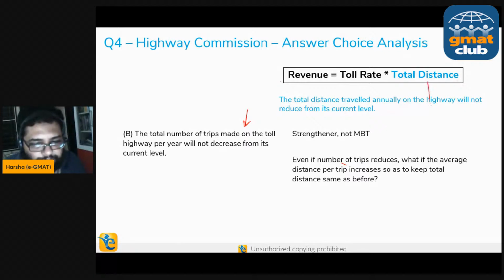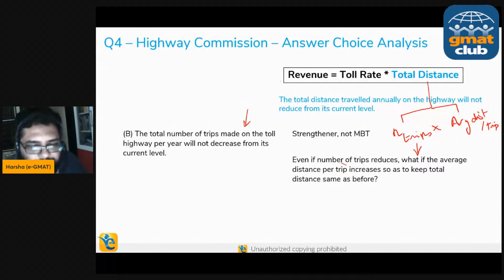In simple words, if you break this down, total distance is nothing but number of trips into average distance per trip, right? Even if my number of trips comes down from its current level, something else could compensate to ensure that total distance still remains the same. So I could cover more distance on average in these trips, and because of that, my total distance can still remain the same. And as long as total distance remains the same, my conclusion does not break. Total distance is the only key parameter here. That's what you have realized.